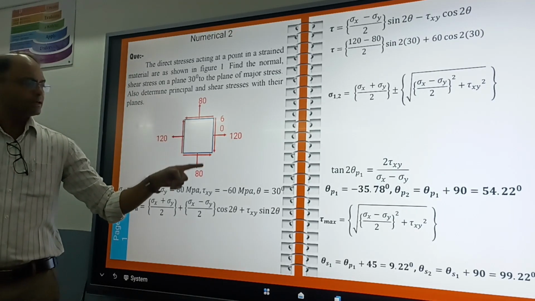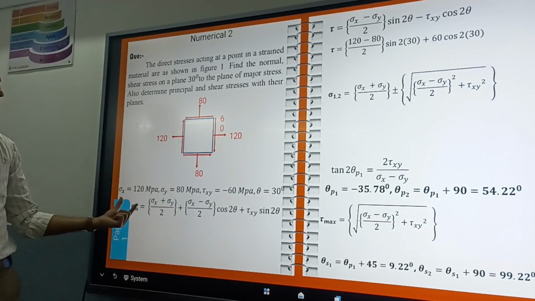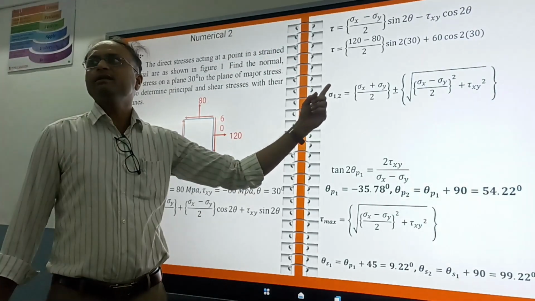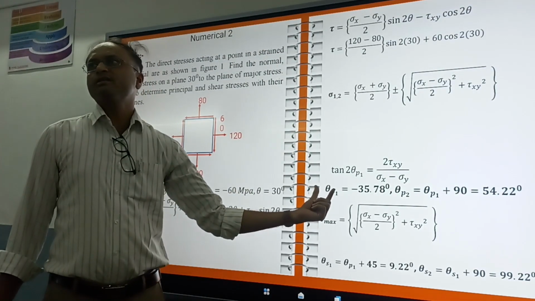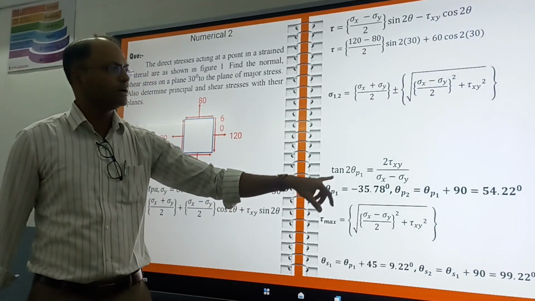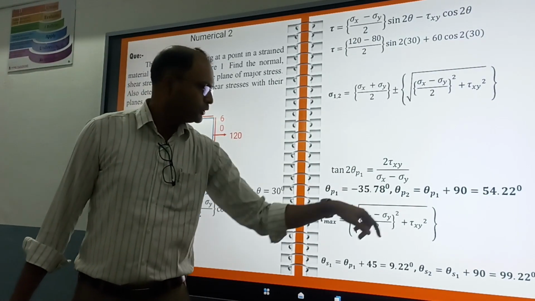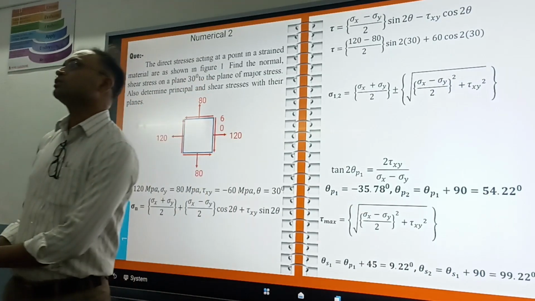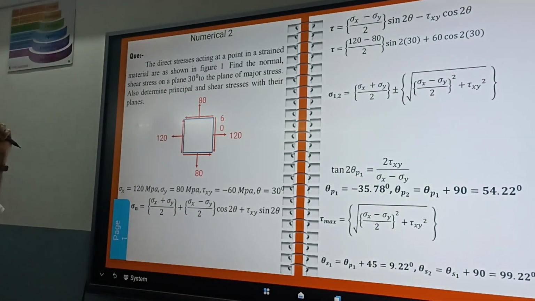By analytical method we can use all these formulae to calculate normal stress, shear stress, major stress, minor stress, and maximum shear stress, and the locations. Locations means theta p1 and theta p2, and also theta s1 and theta s2. Now we have to solve the same numerical by using the graphical method, that is the Mohr circle method. Now we'll go step by step.